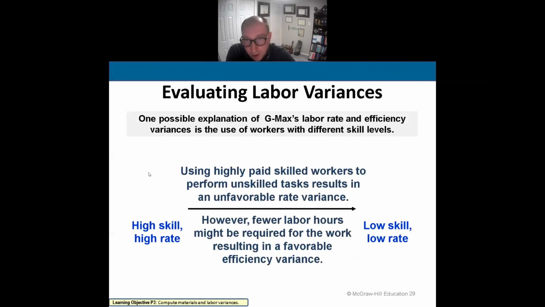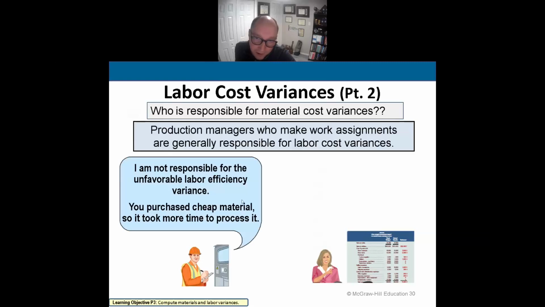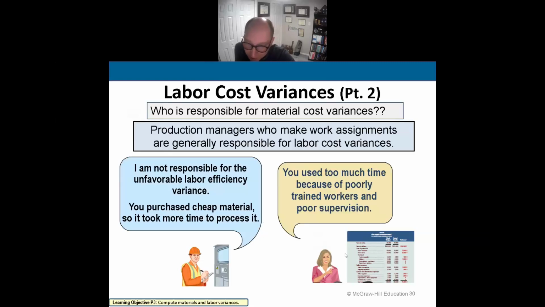So why are there differences or variances in labor? It depends on skill. High skills, high rates; low skills, low rates. Everything in between. It's one of the many reasons for labor variances. Who's responsible for the variance? It depends on who you talk to. It could either be the engineers or HR.